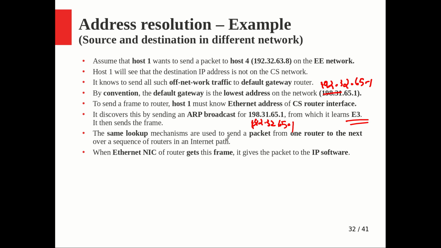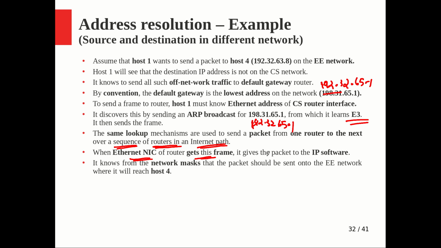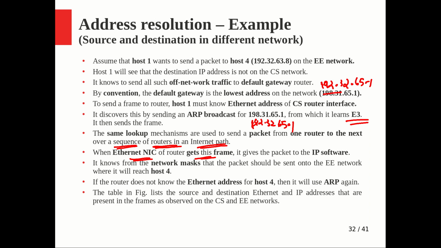So the same lookup mechanism is used to send the packet from one router to the next router over a sequence of routers. If there is more than one router sequentially over that internet path, the same procedure will repeat again and again. And finally, the Ethernet NIC of the router gets this frame and gives that to the IP software. So the network mask and the packet should be on the Ethernet network, right? So it will reach host 4. If the router does not know the Ethernet address of host 4, again it will do ARP.